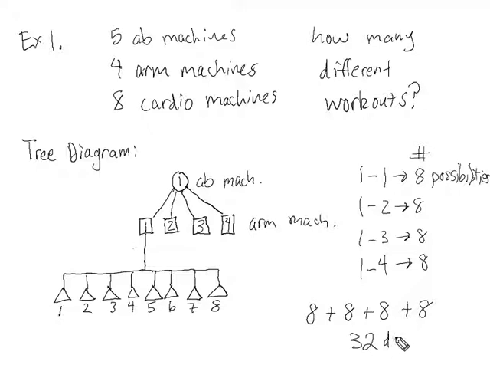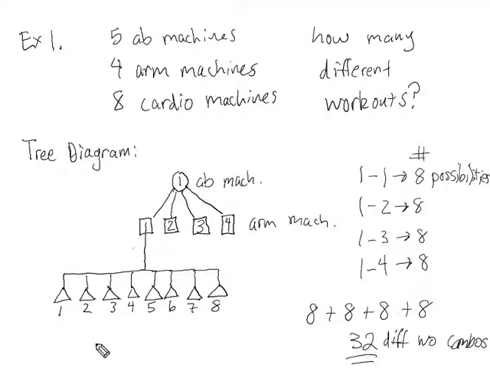different workout combinations. Okay, so in other words, for ab machine 1, and then we just pick all the different combinations of the arm and cardio machines, there's 32 combinations. If we pick ab machine 2, for that one, that would be 32 more different workout combinations. So for each ab machine, and there's 5 of them, for each one of those, there's 32 different combinations.